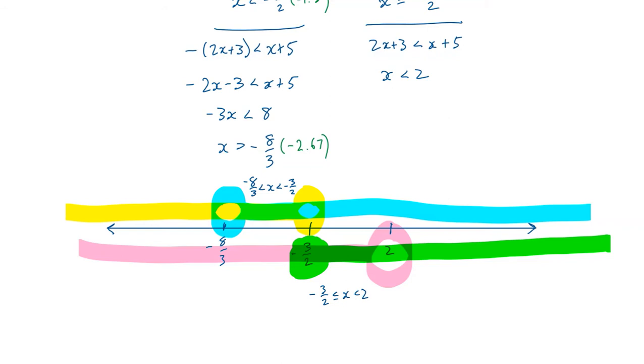So at the top is the solution to the first case, at the bottom is the solution to the second case. Do those solutions overlap anywhere in a way that we can combine them and write them as a single statement?